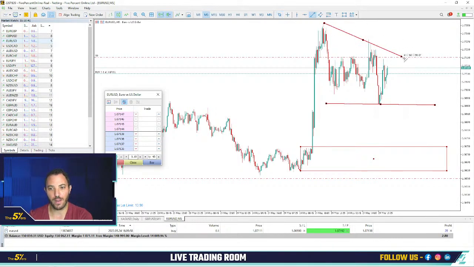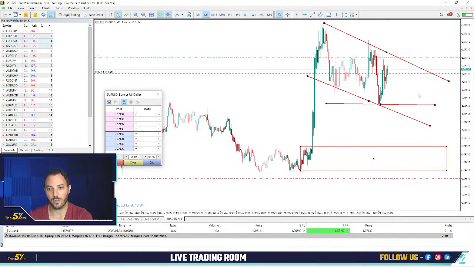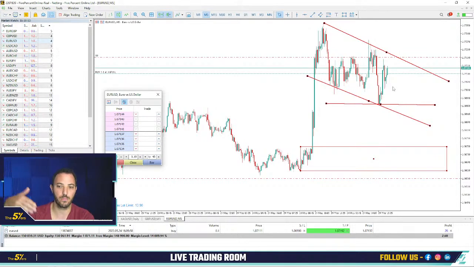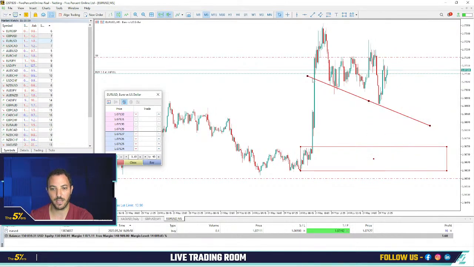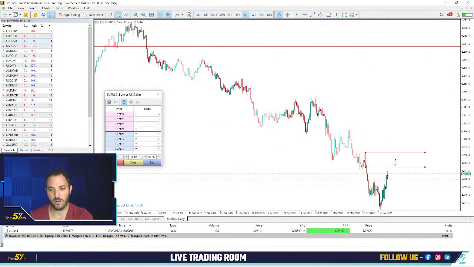If we continue flagging, if this is going to continue forming this channel, that channel might continue all the way to this demand area before it gains momentum. But the overall momentum has been to the upside, so I'll maintain my bullish bias all up to that rectangle.